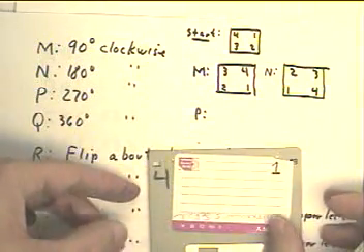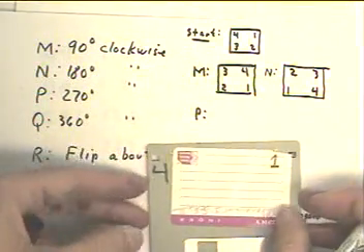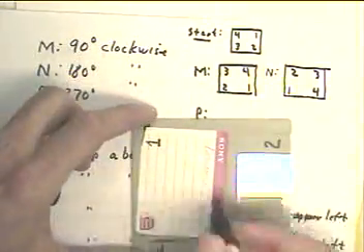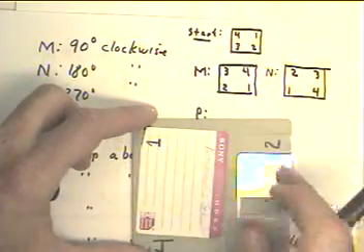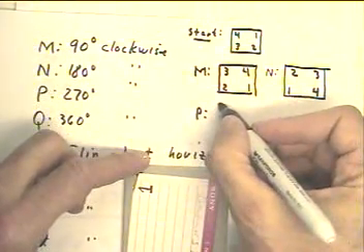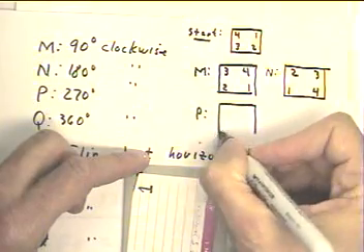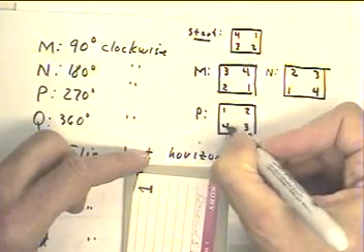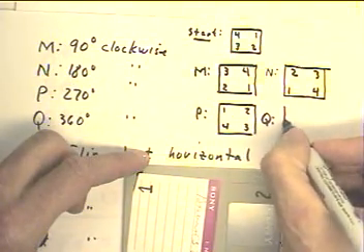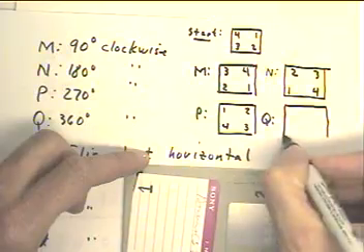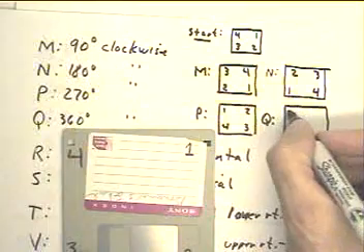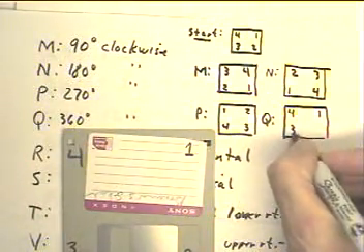P is going to be a 270 degree rotation. So if we do the P rotation, we do 1, 2, 3 90 degree rotations, leaving us 1 and 2 across the top, 3 and 4 across the bottom, as you see. So we can write down what that one looks like. And the Q rotation will be through 360 degrees. Well, that's another 90 to what we just did. And of course that brings us back to our starting position.